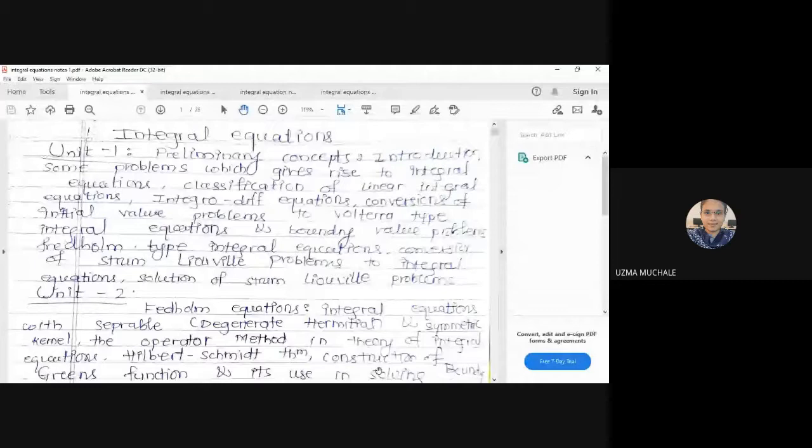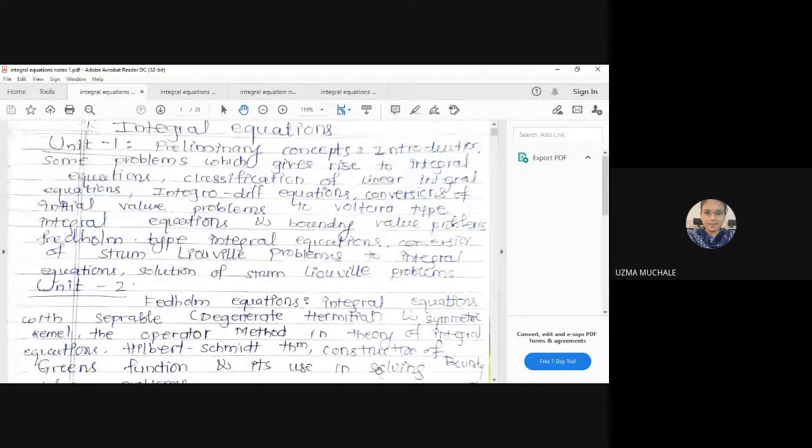Okay, and the next one, Fredholm integral equation. Third unit is Volterra integral equation, and the fourth one is determination of iterated kernel. Now, starting with that, first one, we have seen what the kernels are, right?